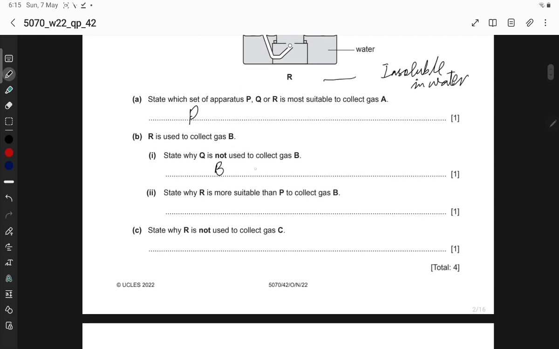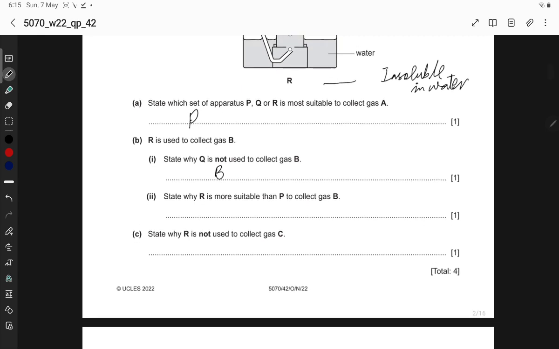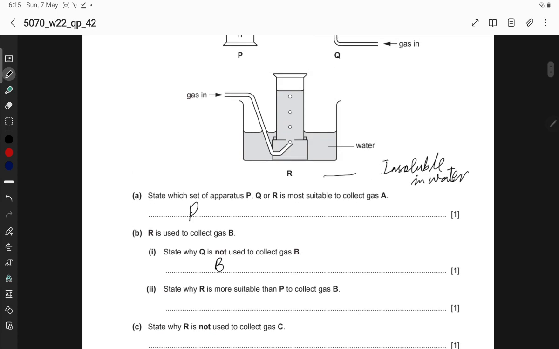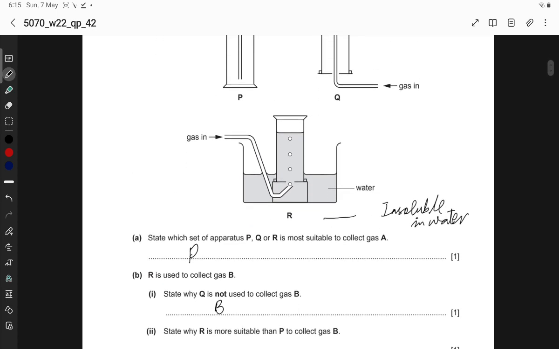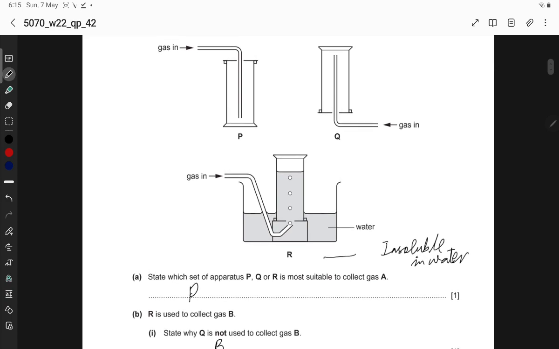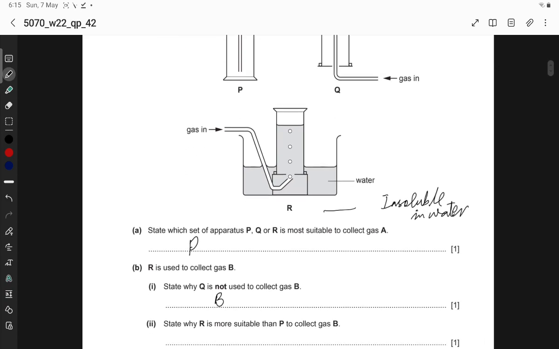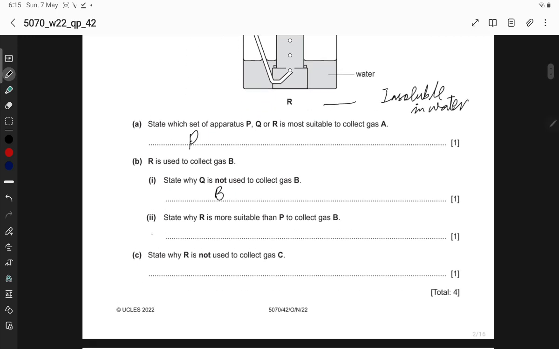State why Q is not used to collect gas B. Q is not suitable because B is insoluble in water, and Q is for gases that are less dense than air but soluble in water. So, that is why Q is not suitable.